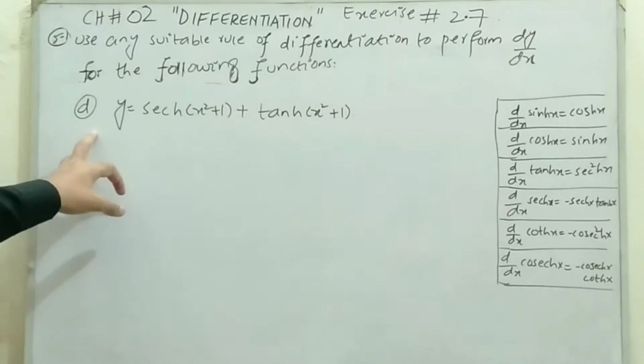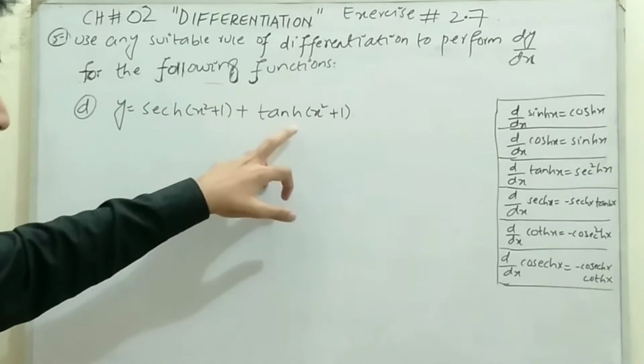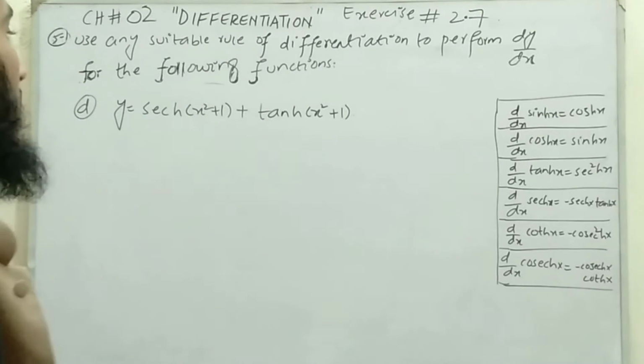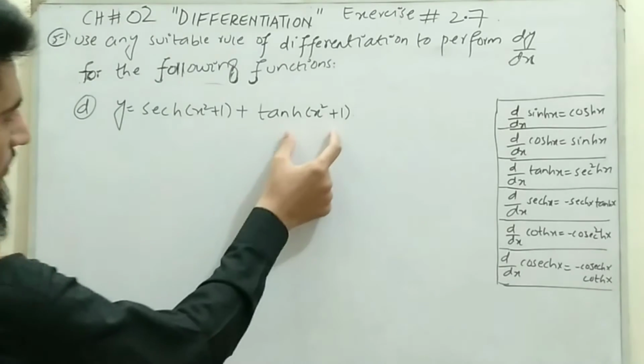Now move to part D. It says y is equal to sech of (x square plus 1) plus tanh of (x square plus 1). Find the derivative of this function. Let's suppose this is the first function and this is the second function.